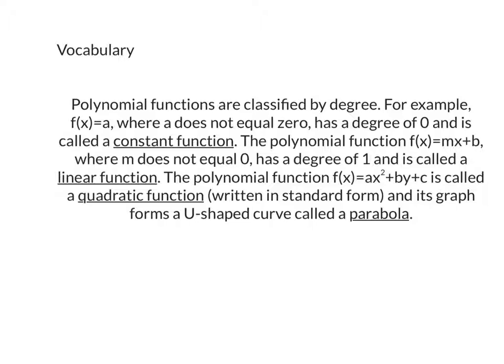The next one says the polynomial function f of x equals ax squared plus b. That should say bx, so let me fix that, sorry. That should say ax squared plus bx plus c, and it is called a quadratic function, written in standard form. Its graph forms a U-shaped curve called a parabola.